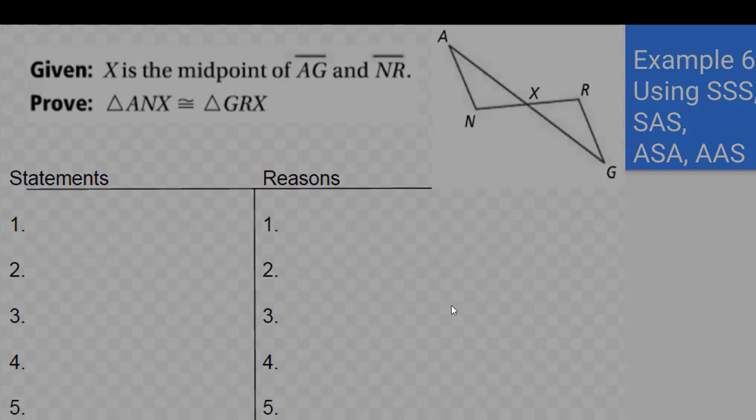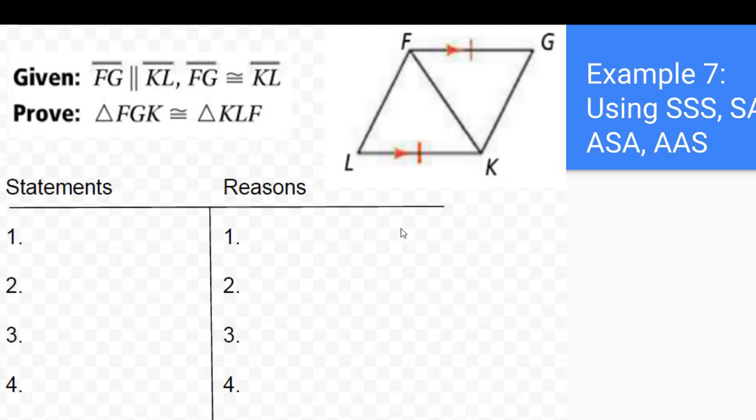All right, let's take a look at example 7. 7 is very similar to example 2. We have a parallel line, we have a side that's congruent, and it tells us that we're trying to find that triangle GFK is congruent to triangle KLF. So you got 5 statements and 5 reasons. Pause the video, work this out, and come back and check your answer when you're done.